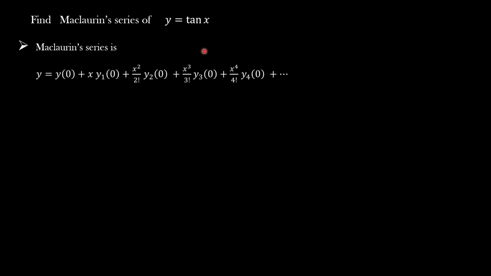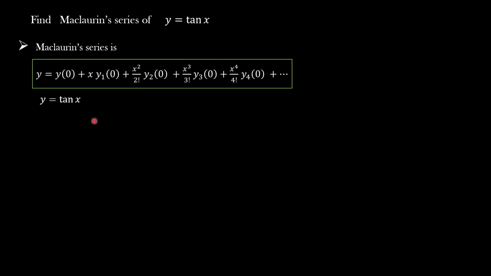Next is problems on Maclaurin series. First problem, find Maclaurin series of y is equal to tan x. Since Maclaurin series is given by y is equal to y of 0 plus x into y1 of 0 plus x square by 2 factorial into y2 of 0 plus x cube by 3 factorial into y3 of 0 and so on. y of 0, y1 of 0, y2 of 0, y3 of 0 and so on are the unknowns to find.